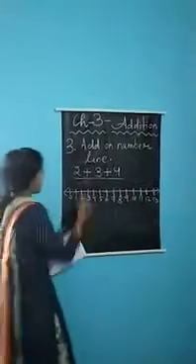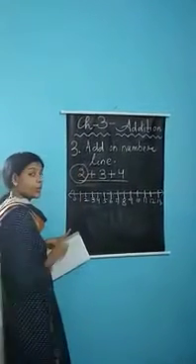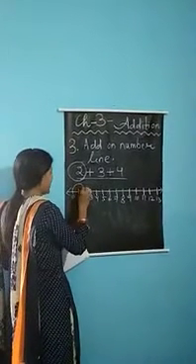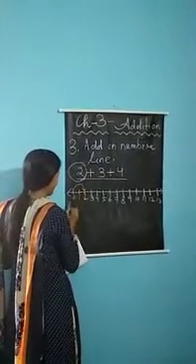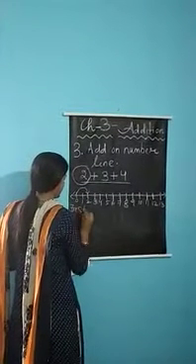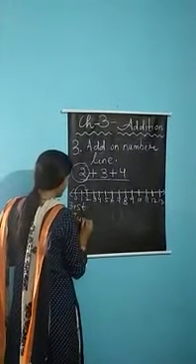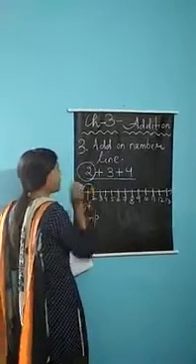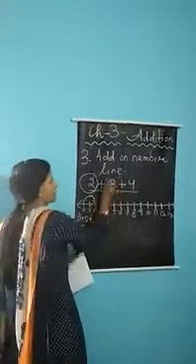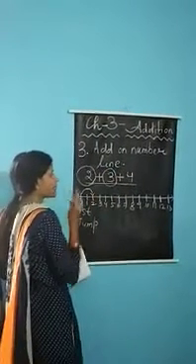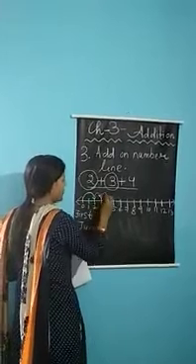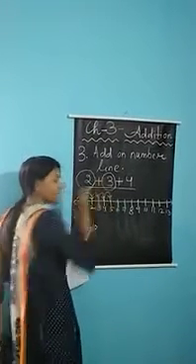You see, our first number is 2. So directly we'll jump to 2. This is our first jump. Then we have to move 3 steps. How many steps? 3. So 1, 2 and 3 steps.